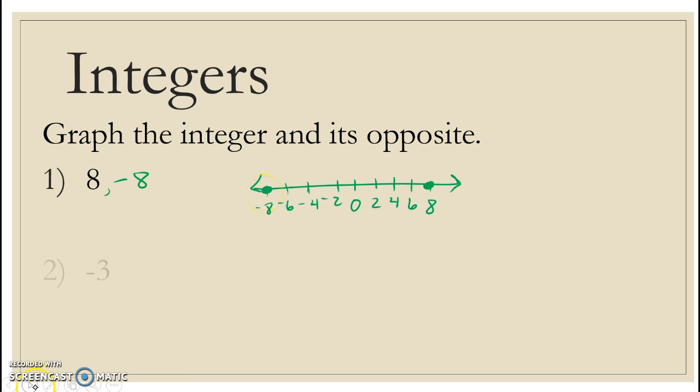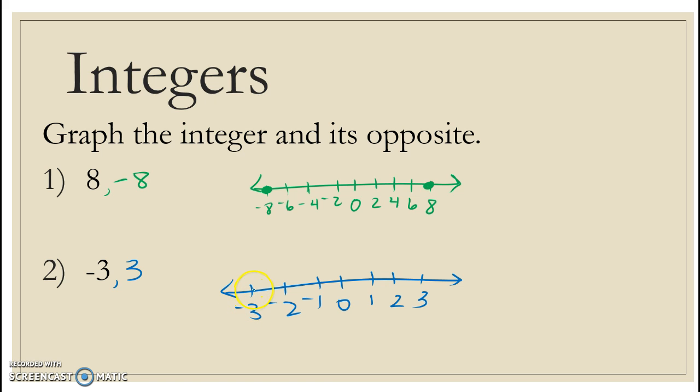Our second question is a negative 3. So the opposite of negative 3 is positive 3. So again, we're going to create our number line. I'm going to go by 1's here since my integers are pretty small. And I'm going to plot my number on the number line.